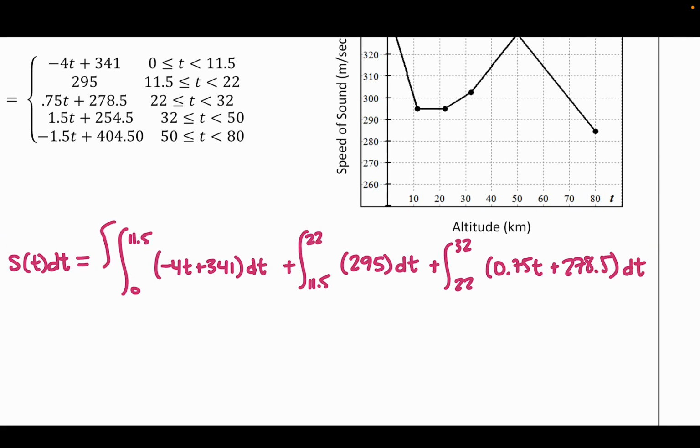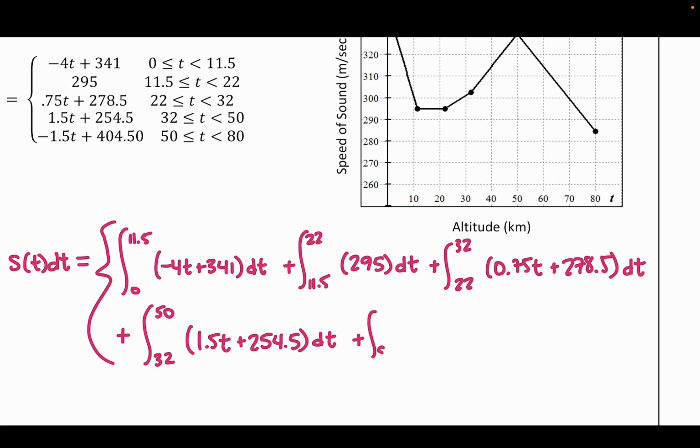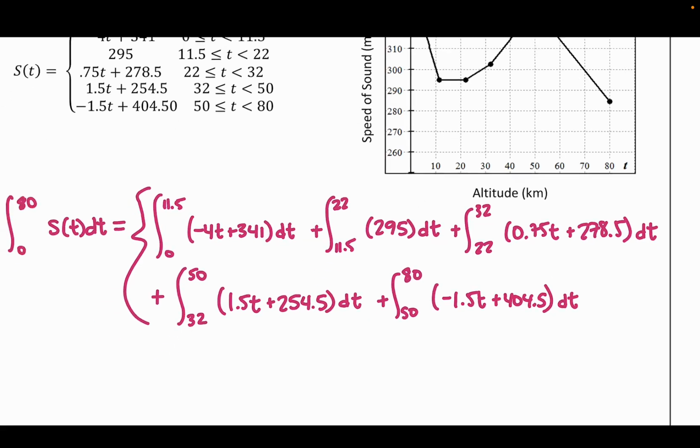Okay, I'm going to jump down to my next line, so plus. Now we're going from, we stopped at 32, so 32 seconds to 50 seconds. And we've got 1.5 t plus 254.5 with respect to t. Now my last interval from 50 to 80. That would be a negative 1.5 t plus 404.5 with respect to t.